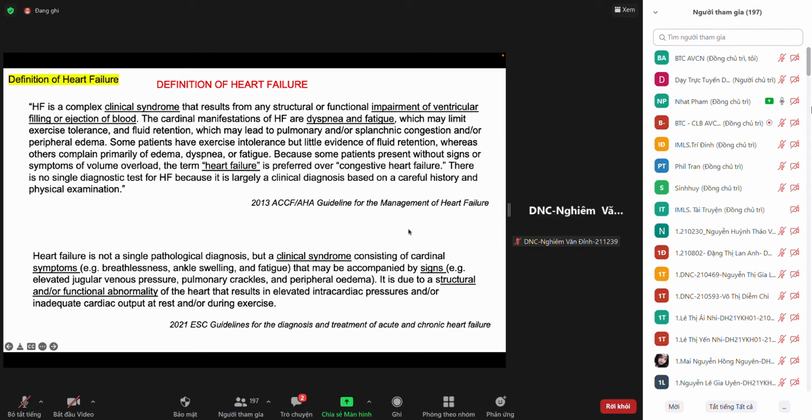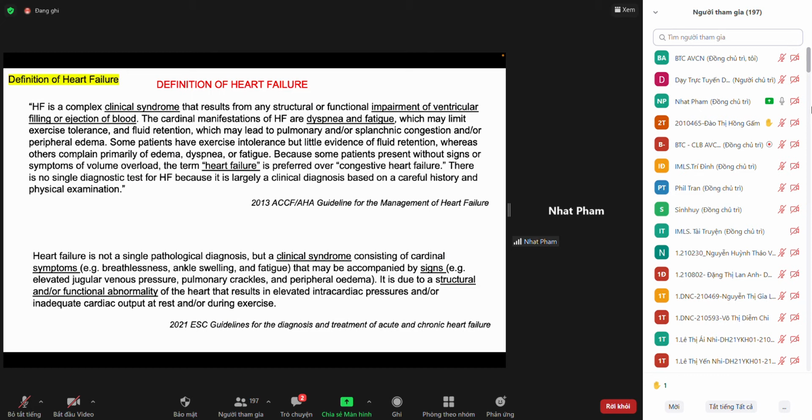Okay, anyone of you can open the mic and tell me the answer. What is the difference between sign and symptom? Sign thì nghĩa gì ạ? Triệu chứng. Symptom là gì?